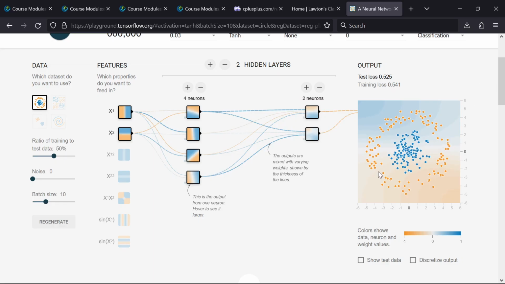And so, honestly, you're trying to make it a big long system that gives back a number between 1 and -1. If it's closer to 1, it thinks it's blue. If it's closer to -1, it thinks it's orange. And that's what it's learning.